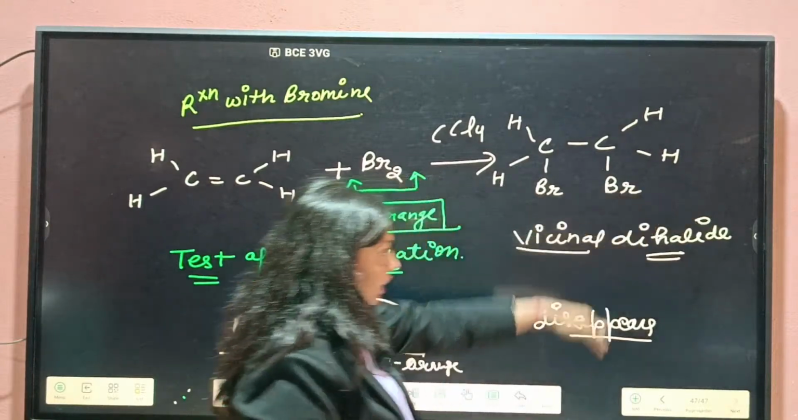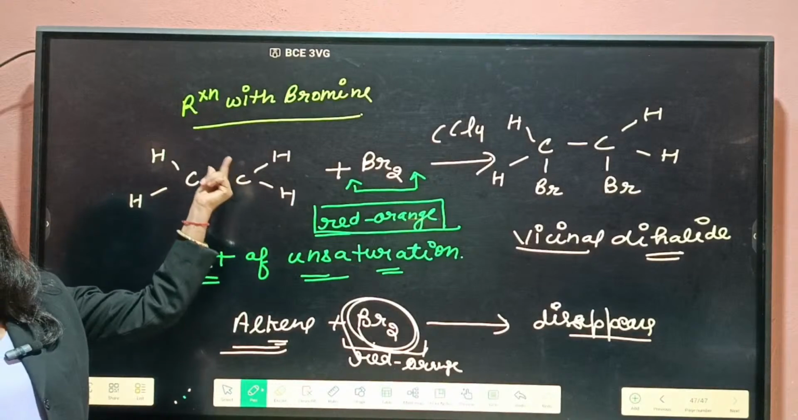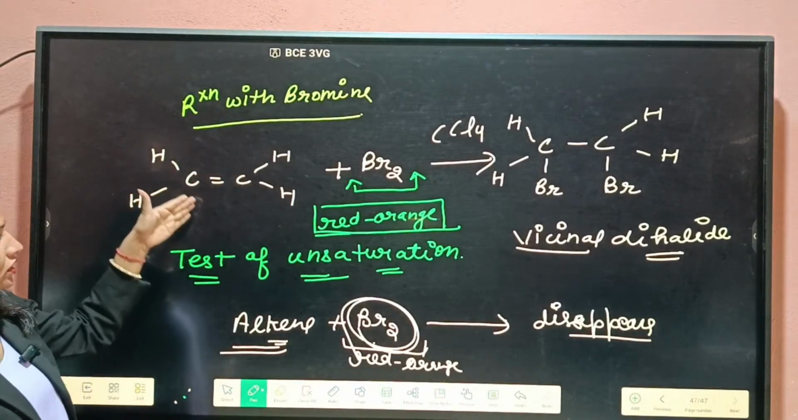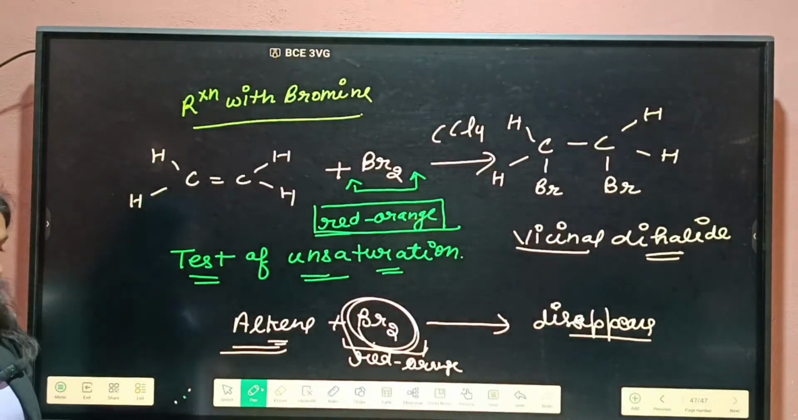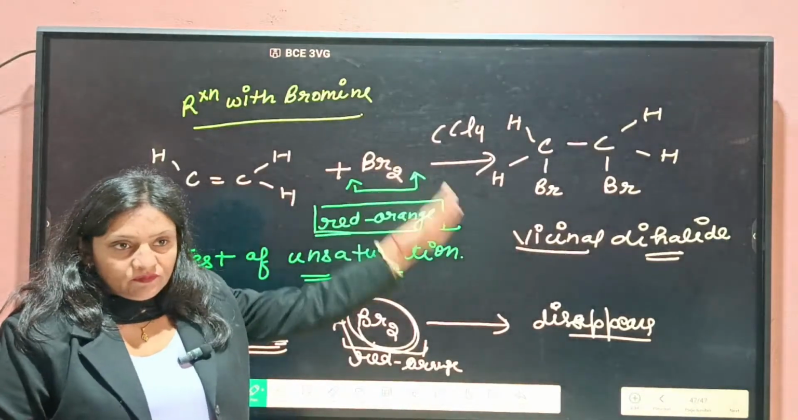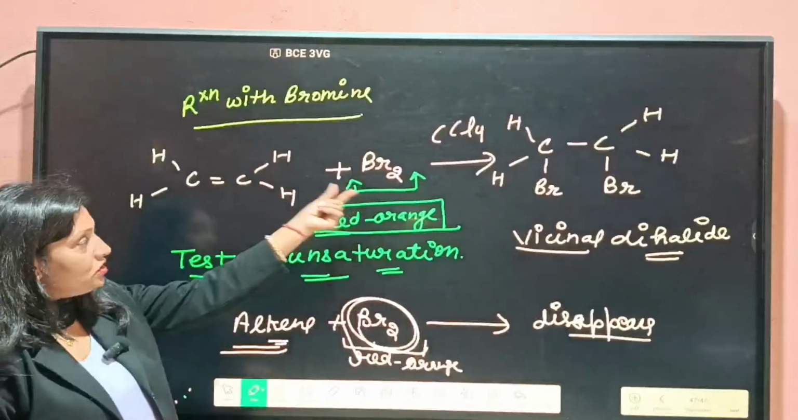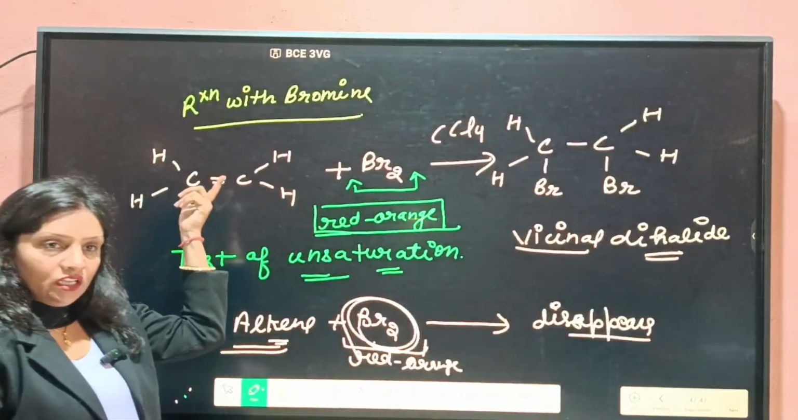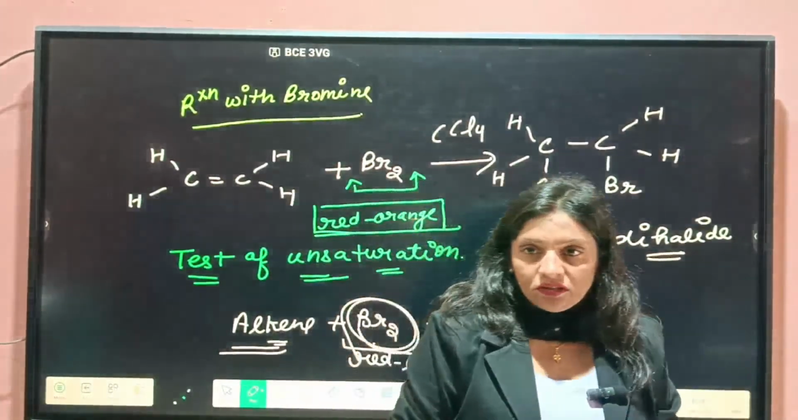Vicinal dihalide. This double bond, the unsaturated bond, will break. One bromine goes with this carbon and one bromine goes with this carbon. Clear? It is known as a test because it is decolorizing the bromine, and this decolorization is showing the presence of unsaturation. Any doubt in this?